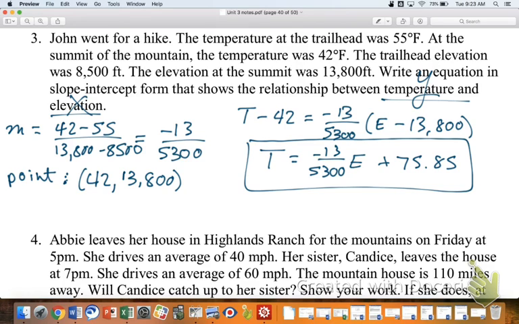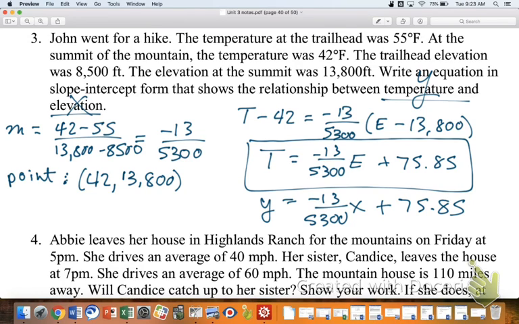Anybody? Go ahead, Noah. Is it okay if you use X's and Y's if you clarify what they mean? Sure. Yeah, so if you have this, that's great. That's what I have. Y stands for temperature, X stands for elevation. Not a problem.